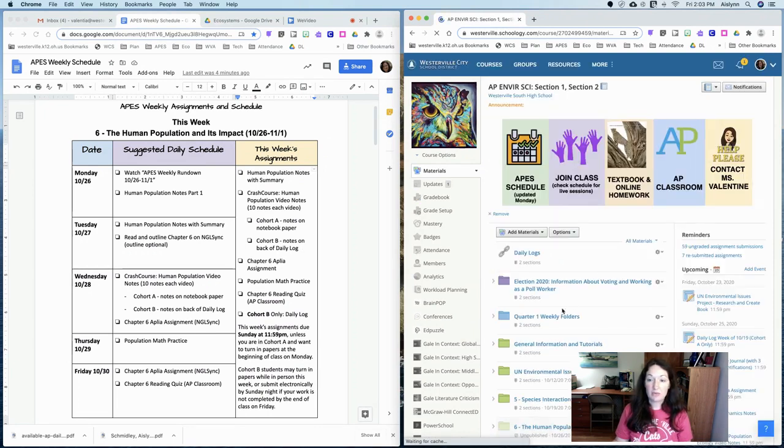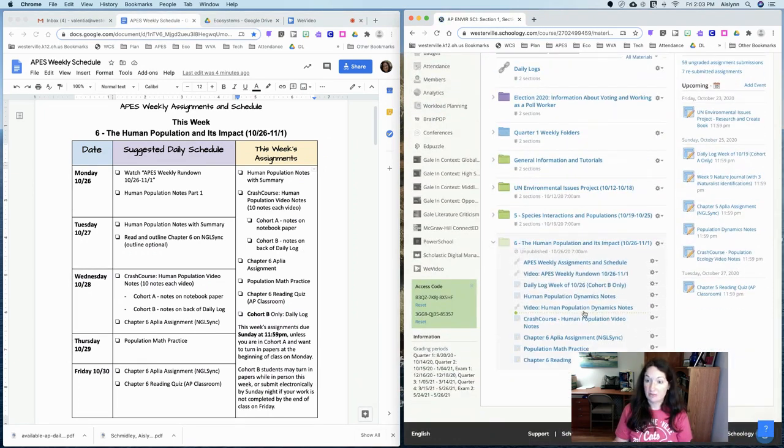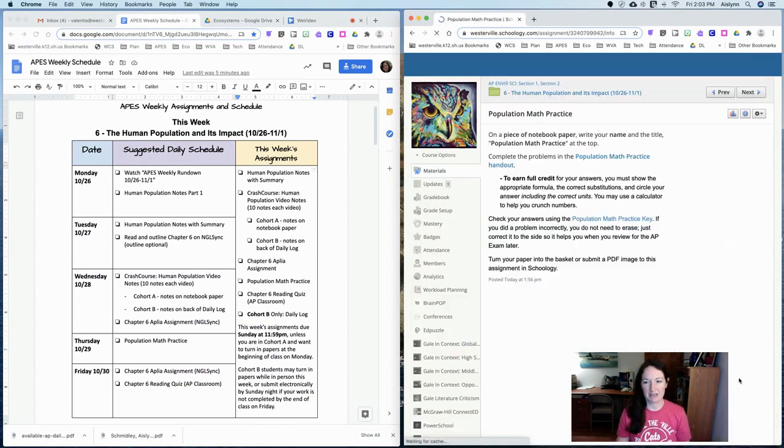The NGL Sync reading and outlining is recommended, of course, though not required for an outline. I do recommend you read it, though, before you do your APES assignment for the week on Chapter 6. You'll notice I actually do not have a nature journal on this week, which I know might make some people sad. The weather isn't looking too great for this week anyway, but I didn't want to add that on top of this population math practice.